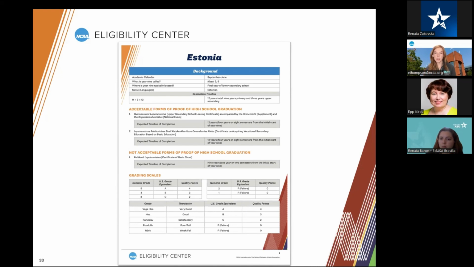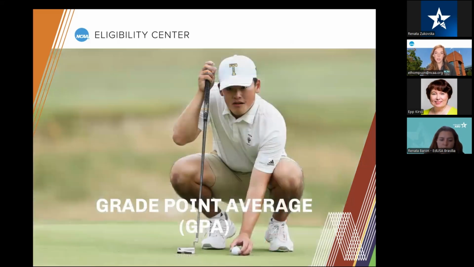After that, you'll see the timeline for graduation. I mentioned earlier native languages. So you will see there's a native language section in the background information that would list all languages that we would consider to be a native language from your country. We also have acceptable forms of proof of high school graduation. So what you need to earn in order to meet graduation requirements for NCAA purposes, followed by grading scales, followed by crediting, and then additional courses and information that you would need in order to assess your eligibility.